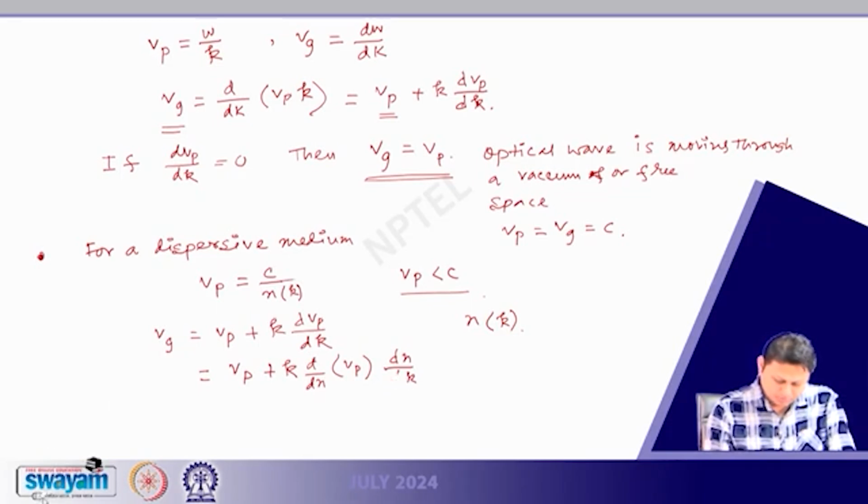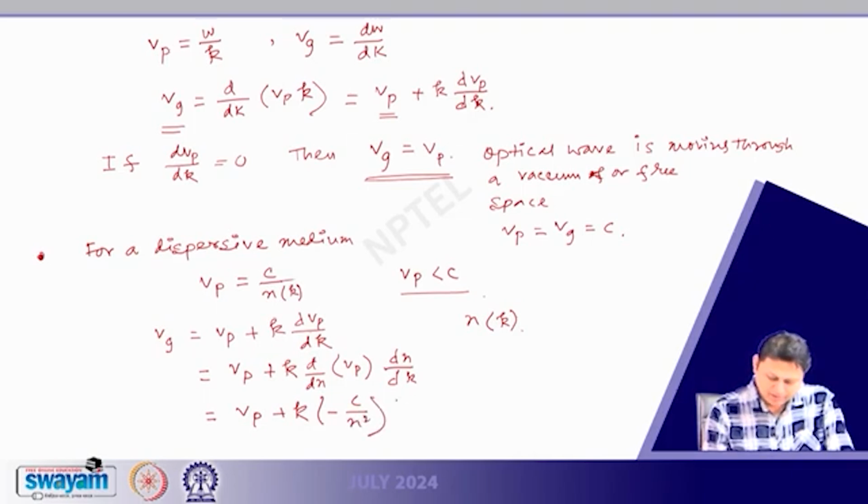Should be dk. So this quantity, if I execute this quantity, it should be Vp plus K dVp dn. From this expression I simply have minus of C n square, and then we have dn dk.